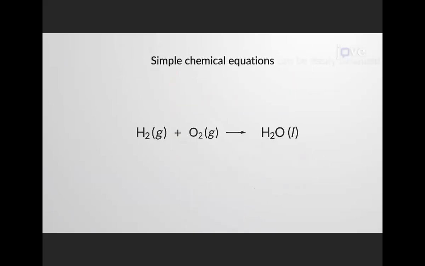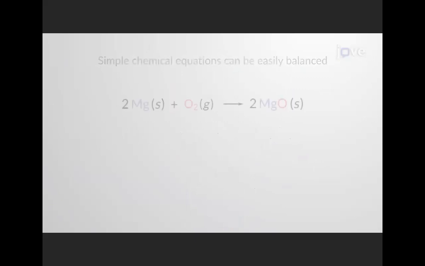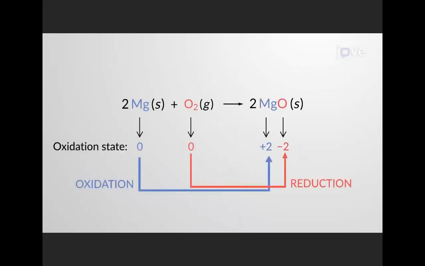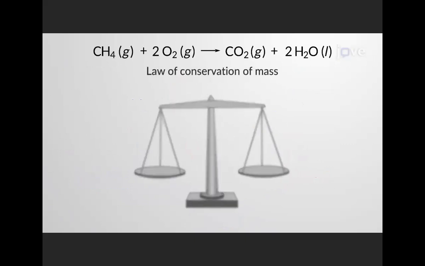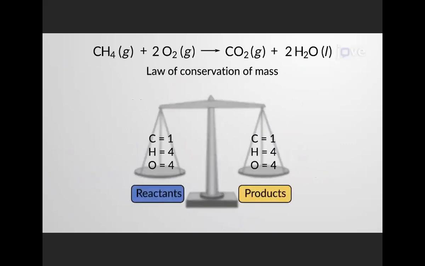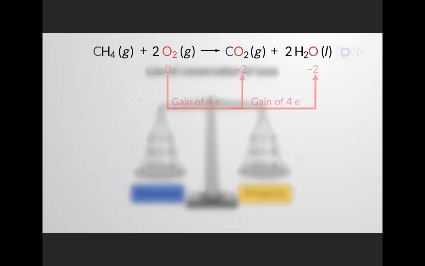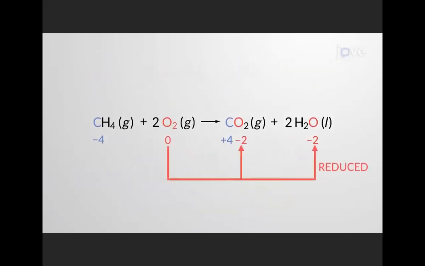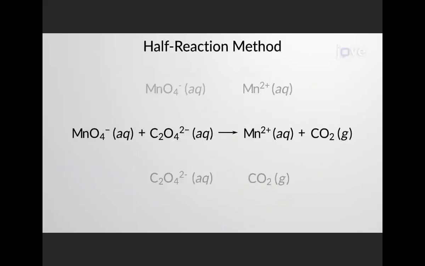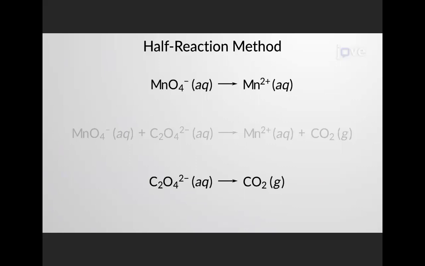Simple chemical equations can be easily balanced. However, as most redox equations are complex, the number of electrons lost and gained must be justified. When balancing redox equations, it is essential to observe the law of conservation of mass. Each element's amount and any gain or loss of electrons must be balanced on both sides of the reaction. Thus, if one reactant is reduced, another must be oxidized. The method of half reactions is used to balance redox equations successfully.